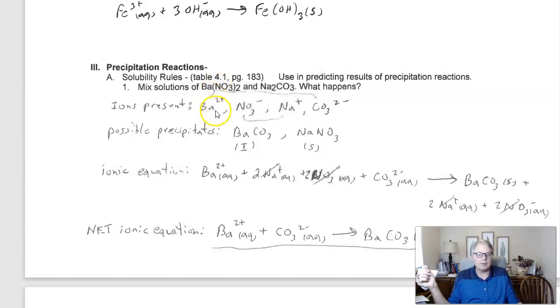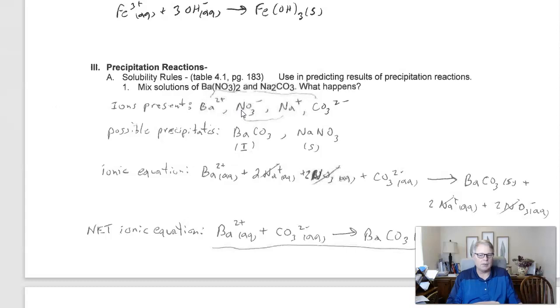Would a barium 2+ react with a sodium +? Well, no, because they're both positively charged, and like charges repel, they don't attract. So that's not going to work. Nitrate and carbonate, same thing. So really there are only 2 possibilities here: a barium could react with a carbonate, and my sodium could react with my nitrate.